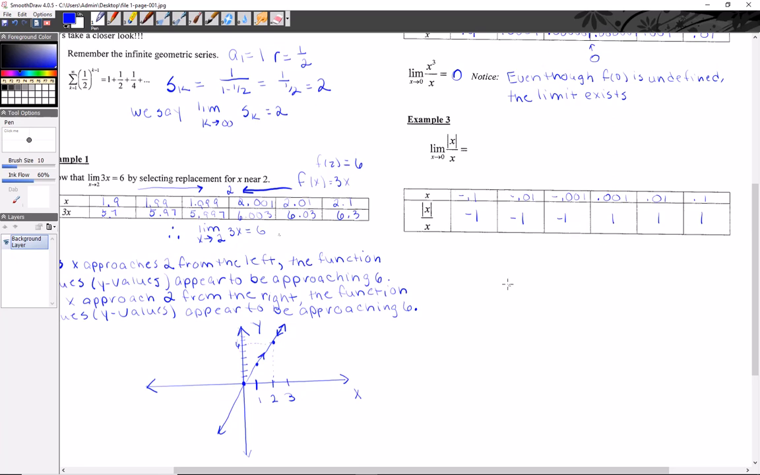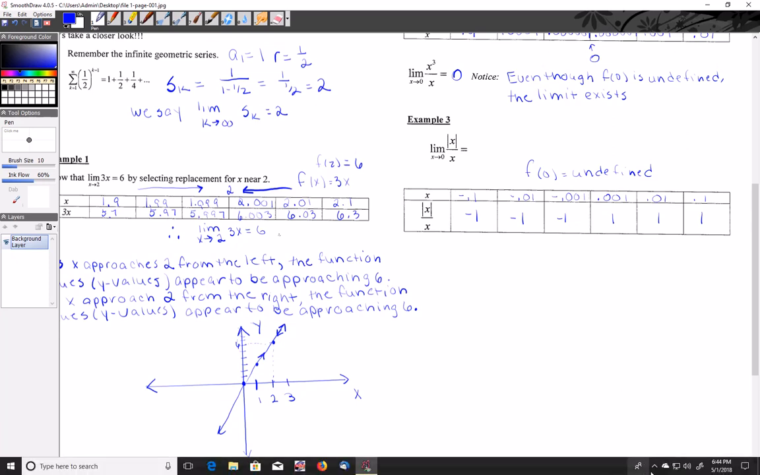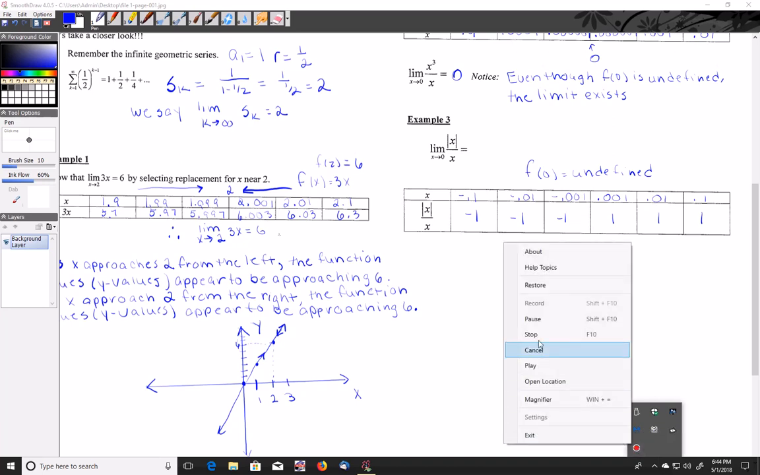It has to converge on the same number. So remember, f of 0 was undefined, so we couldn't get a value for that. And pause just a second here while I draw another graph. I don't want to put you through the torture of having me draw that, so I'll be right back.